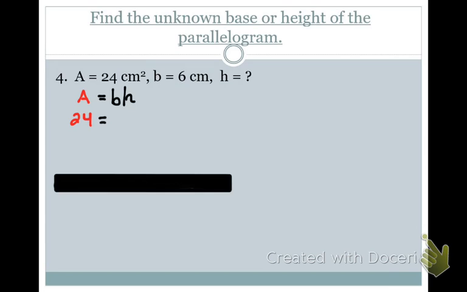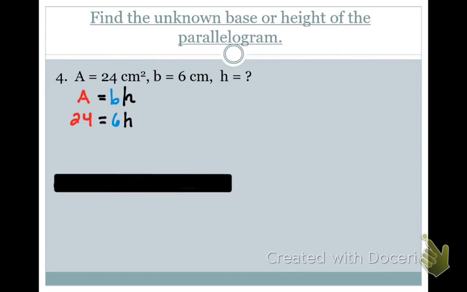Do I know what my B is? 6 centimeters. Okay, so for my B, I'm going to put in 6. Do I know what my H is? No, that's the unknown. Okay, so notice I plugged in 24 for A, plugged in 6 for B. All it is is a plug-in situation.